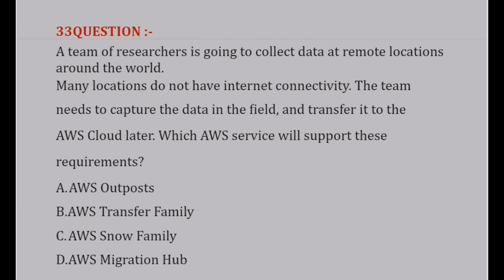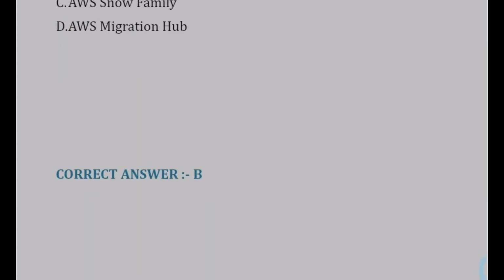Question is, a team of researchers is going to collect data at remote locations around the world. Many locations do not have internet connectivity. The team needs to capture the data in the field and transfer it to the AWS cloud later. Which AWS service will support these requirements? Option A, AWS Outposts. Option B, AWS Transfer Family. Option C, AWS Snow Family. Option D, AWS Migration Hub. Correct answer is option B.